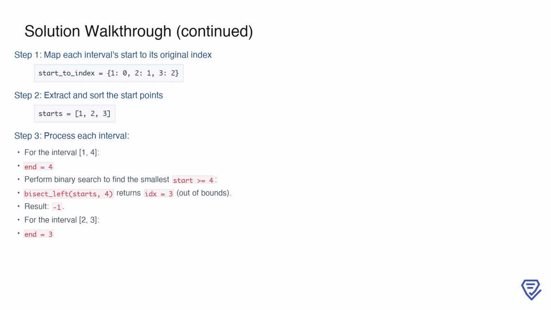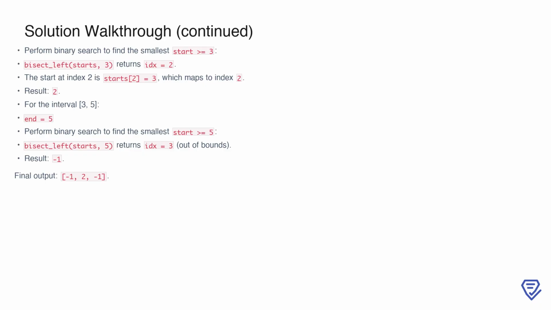For the interval 2, 3, its ending point is 3. We perform binary search to find the smallest starting point greater than or equal to 3. The bisect_left function returns the index 2, where the starting point is 3. This maps to the original index 2, so the result for this interval is 2.